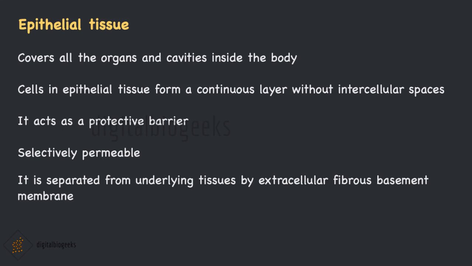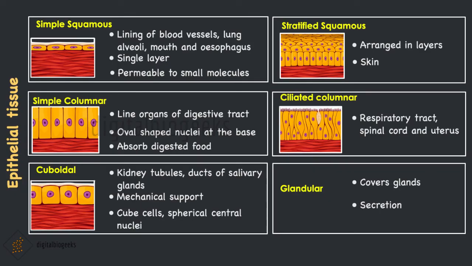Now let's learn about the different types of epithelia. First, look into the squamous epithelium. They can be seen in the lining of blood vessels and lung alveoli, and the mouth and esophagus lining. It is composed of a single layer of flat cells. They are extremely thin and delicate. They are permeable and allow small molecules to pass through by diffusion. An example is the diffusion of oxygen and carbon dioxide, which takes place in the lung alveoli.